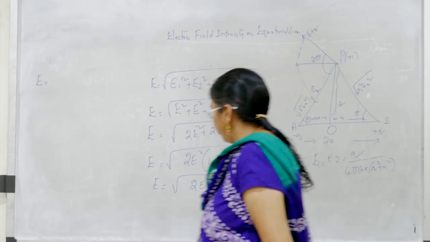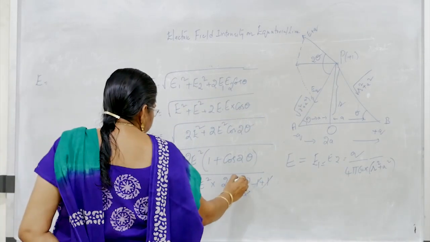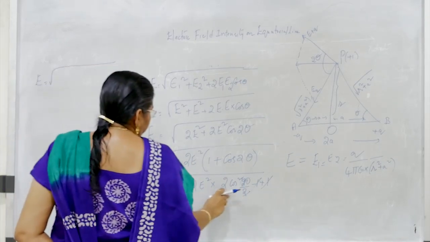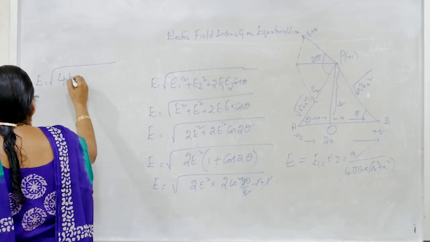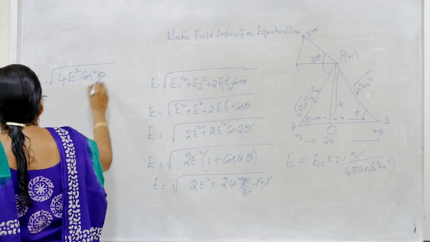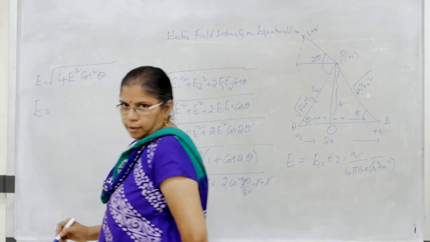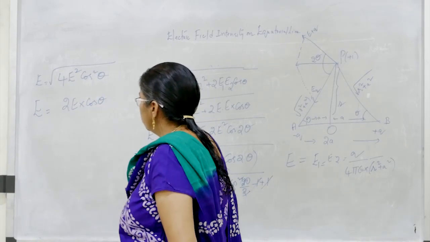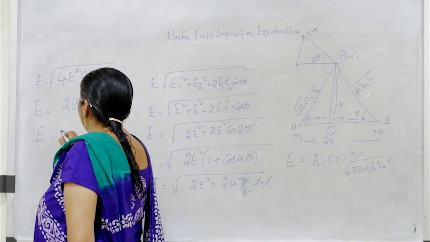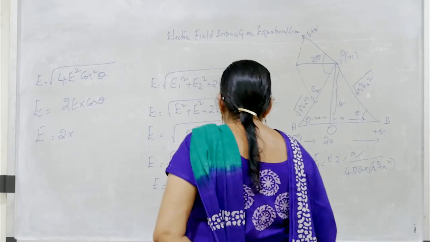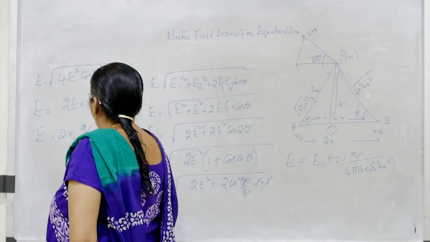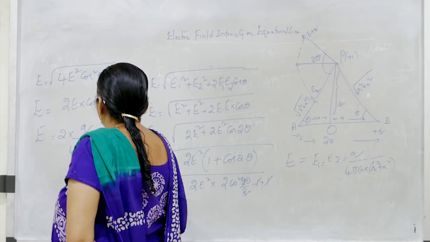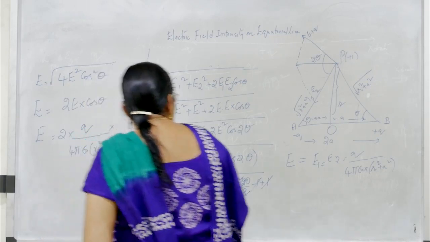So this gets cancelled. So E becomes, and 2 gets cancelled. So E is equal to root over 2E square into 2E square, this becomes 4E square cos square theta. So the total becomes the square root, 2E into cos theta. So the total field is equal to 2 into, in place of E I write Q by 4 pi epsilon 0 R square plus A square, and from the diagram I am going to calculate cos theta.